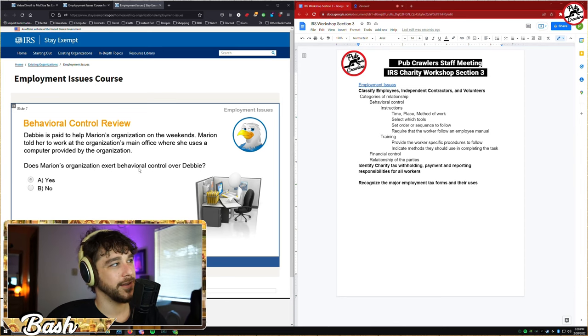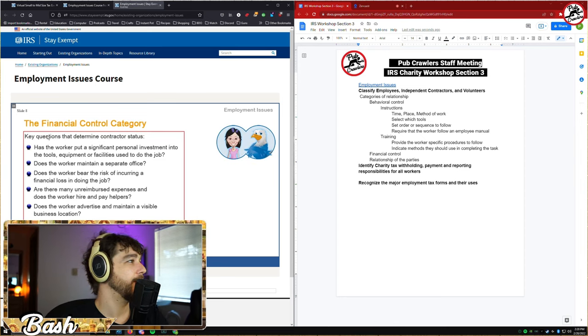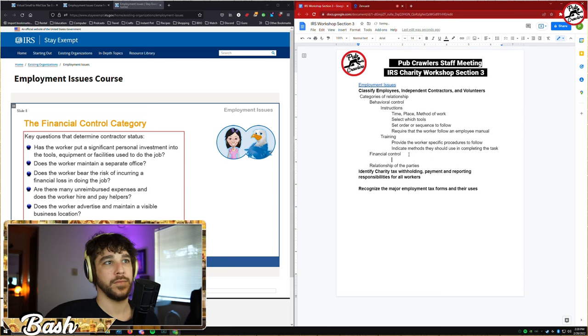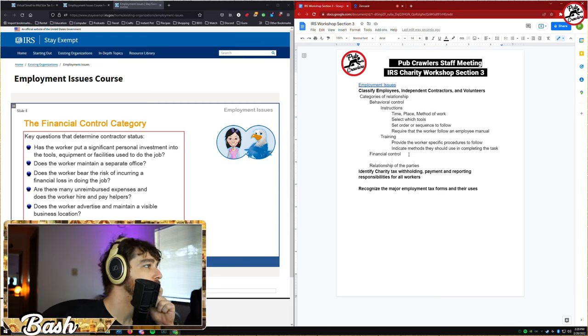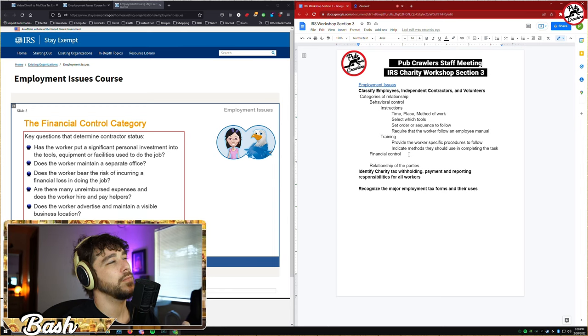You should also consider who controls the financial aspects of the worker's activities, the organization or the worker. Here are some questions to ask yourself. Has the worker put a significant personal investment into the tools, equipment, or facilities used to do the job? Does the worker maintain a separate office? Does the worker bear the risk of incurring a financial loss in doing the job? Are there many unreimbursable expenses, and does the worker hire and pay helpers? Does the worker advertise and maintain a visible business location? Is the worker paid a flat fee rather than being paid on an hourly, daily, weekly, or monthly basis?